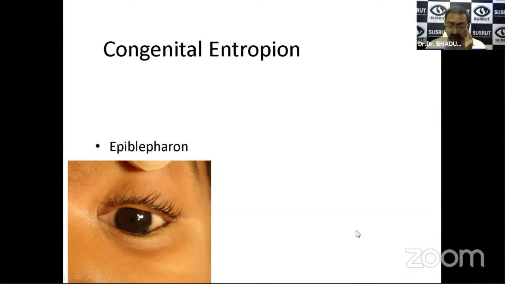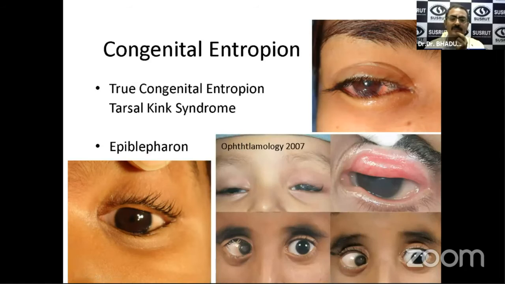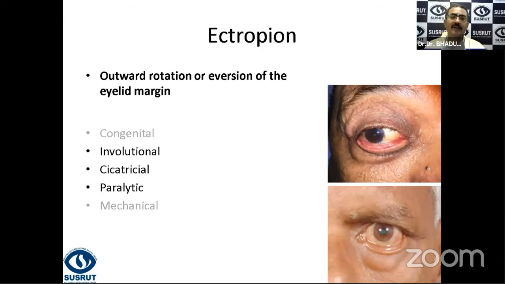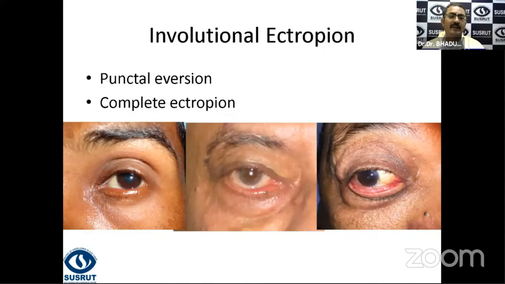Okay, we'll skip congenital in the interest of time. There are different conditions. You just need to identify them correctly and then treat them. Let's go to ectropion quickly. So this is where you have an outward rotation or eversion of the lid margin. Again, several types. The common ones being involutional, cicatricial or paralytic, and they are treated differently. So let's look at involutional ectropion.